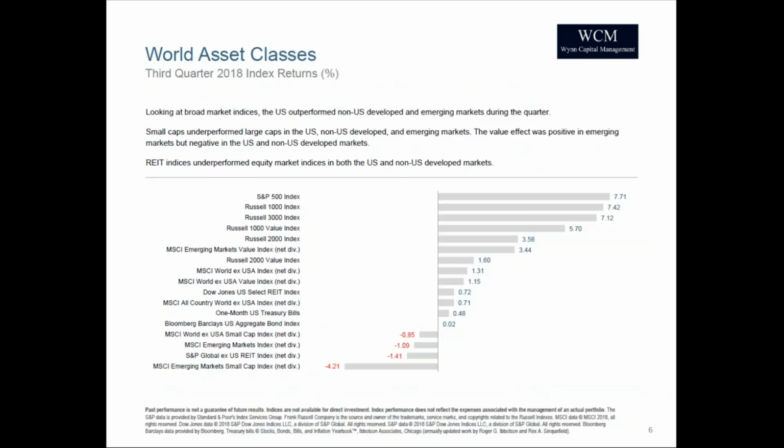So this is the world asset classes. The U.S. was the best performing in the quarter, and then you'll see that there was the emerging markets very diverging, not even down 4% versus 7% for the best performing.